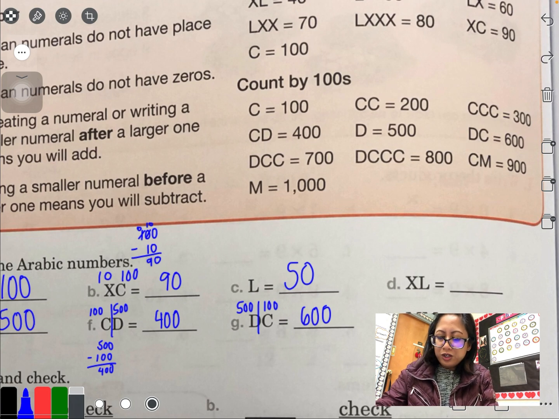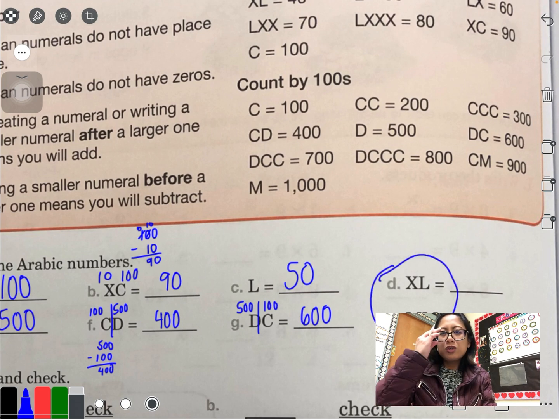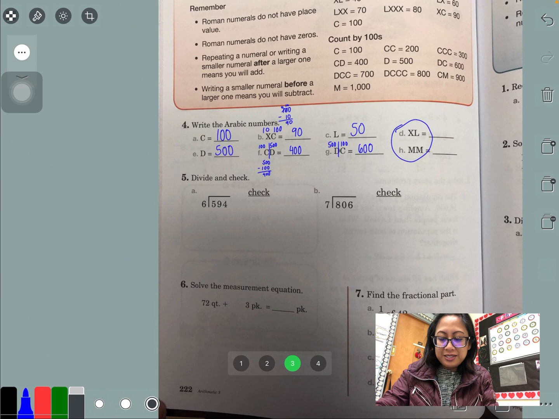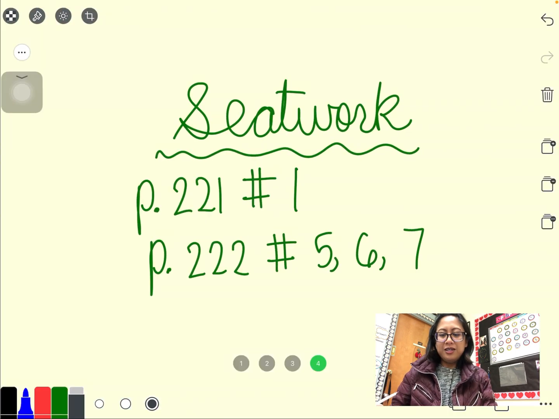Okay, you want to try D and H on your own. Let's try that. And then we'll talk about it at our Zoom meeting. Even if you don't try it and you're like, Mr. Vera, I still don't get it, we'll talk about it at our Zoom meeting. So your seat work is numbers 5, 6, and 7. All right. And remember to go back to the very beginning of the video to finish number 1 on page 221.